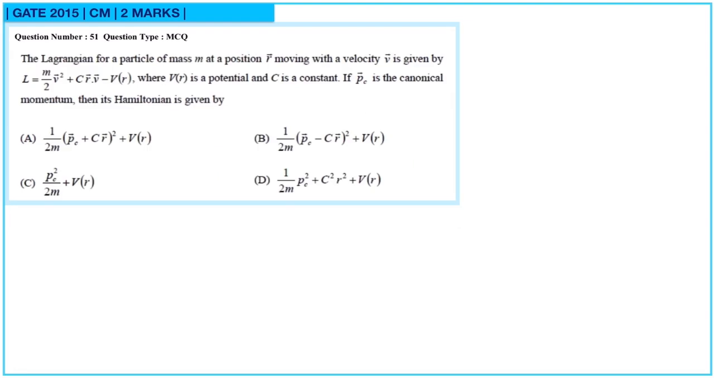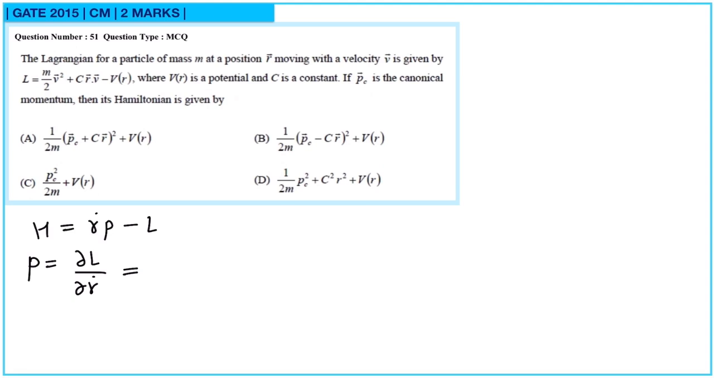Next question. The Lagrangian of a particle of mass m at a position r moving with velocity v is given by this, where V of r is potential and c is a constant. If p is the canonical momentum, then its Hamiltonian is given by. Now Hamiltonian H is equal to r dot p minus L, where p is dou L by dou r dot.